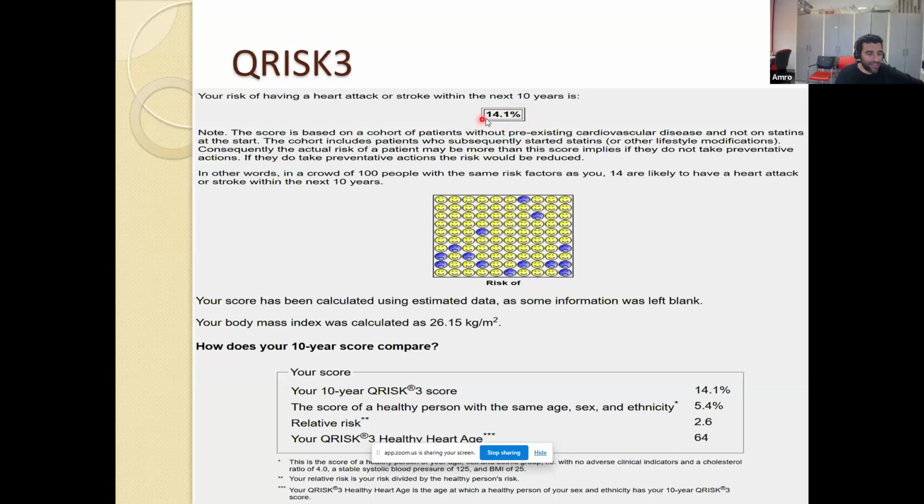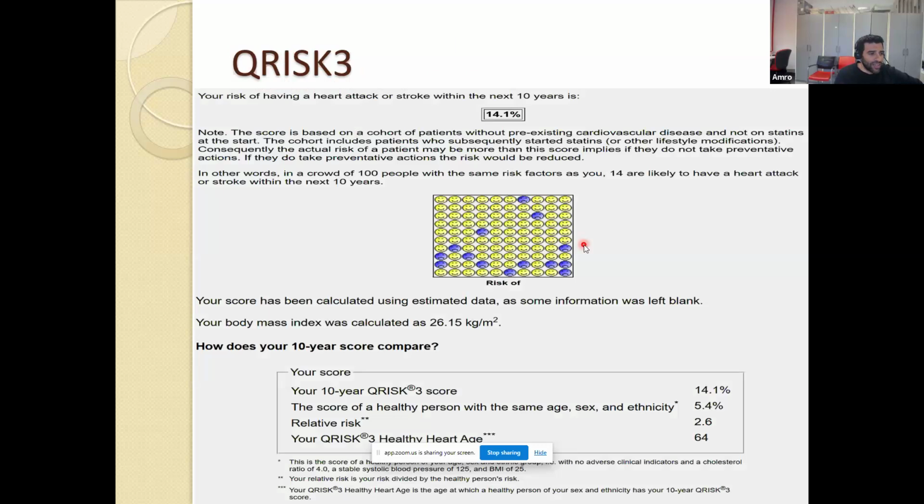So in theory, if I see a result that's more than 10%, I should say to my patient, you have now hit 10%. You have a more than 10% chance. Your absolute risk is 14.1% of having a cardiovascular event in the next 10 years. Okay, that's what I should be saying to them. And I should be offering them a statin straight away. But the problem is people don't like taking statins.